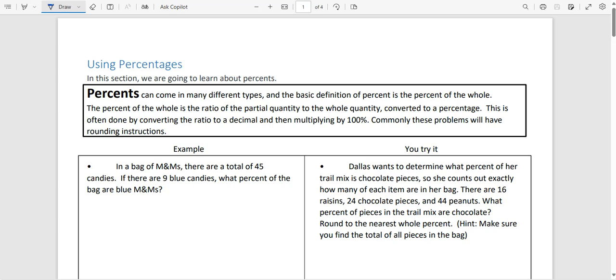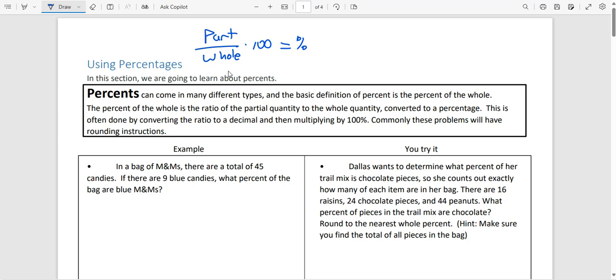All right, let's talk about percentages. There's a basic percent formula. It goes like this: part divided by whole times 100 will give you the percent. Now you can work this out in different ways.